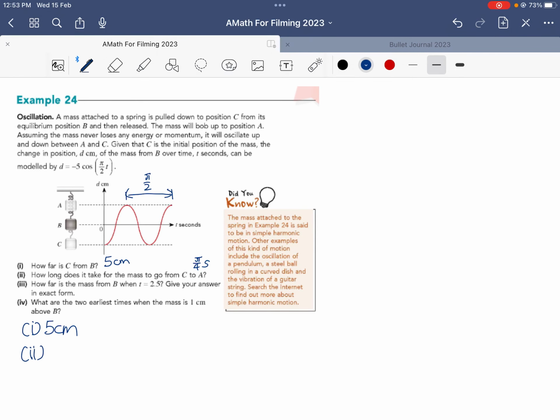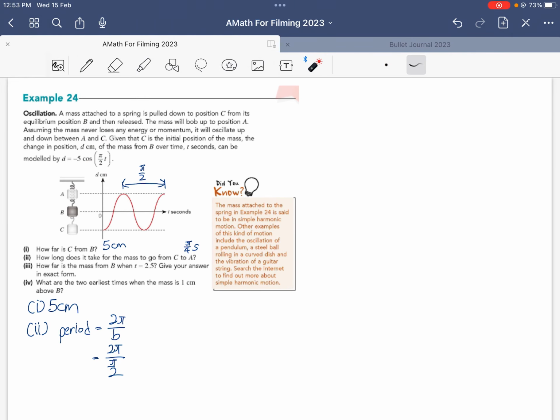Now, part 2. How long does it take for the mass to go from C to A? So if you look at the graph, from C to A is down here. But we do know that the period is equal to 2 pi over b. In this case, the b value is pi over 2. Where do I get it? I get it from here. So 2 pi divided by pi over 2, so what I'll get here is that the period is equal to 4 seconds. Okay, so I made a mistake with my labeling here. Here to here it is 4 seconds.